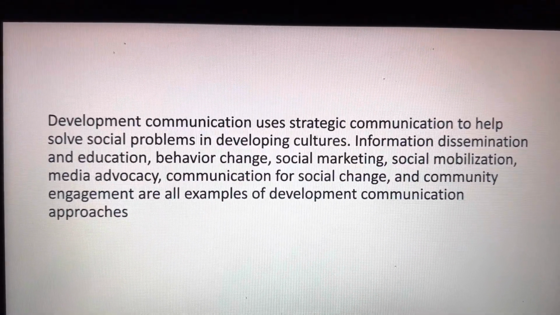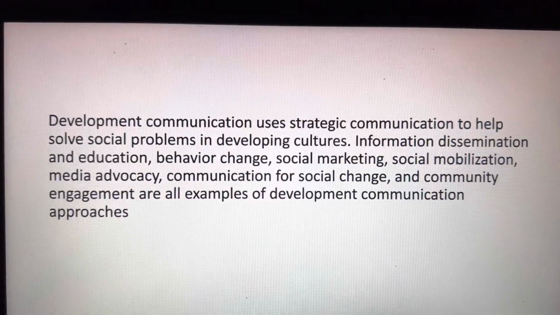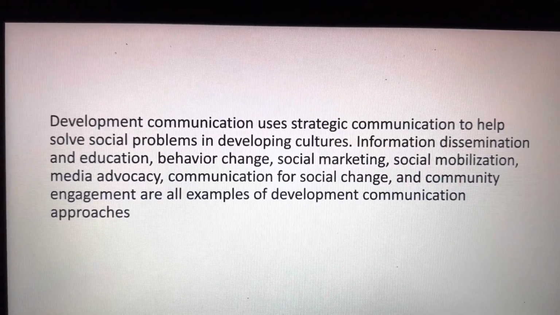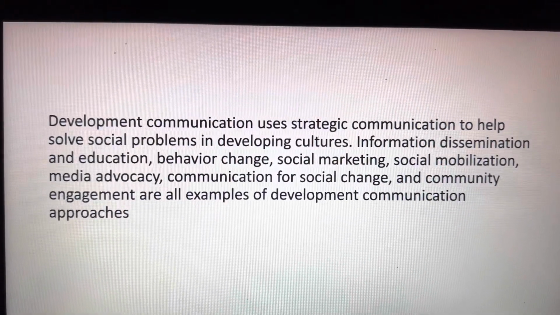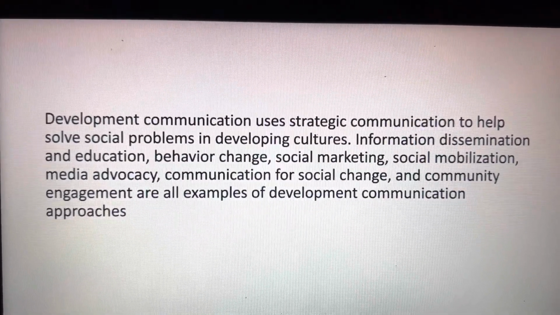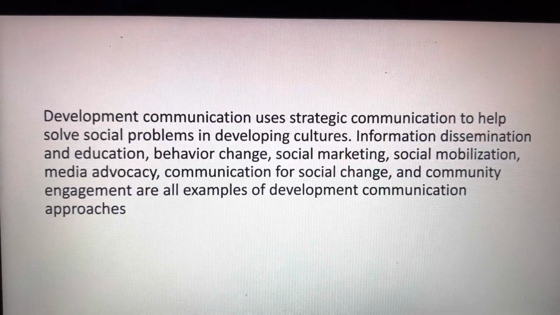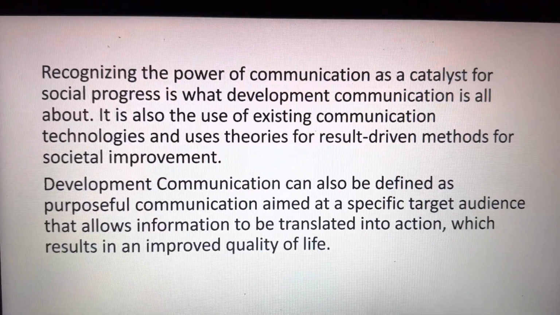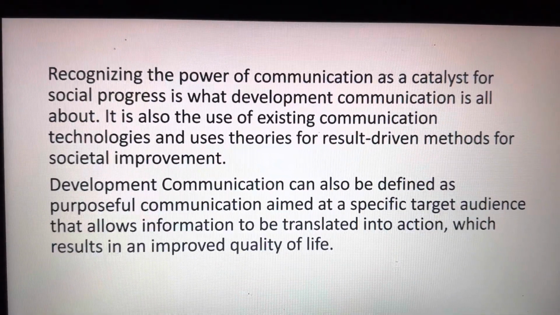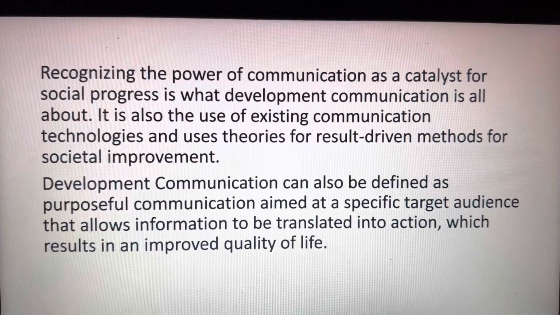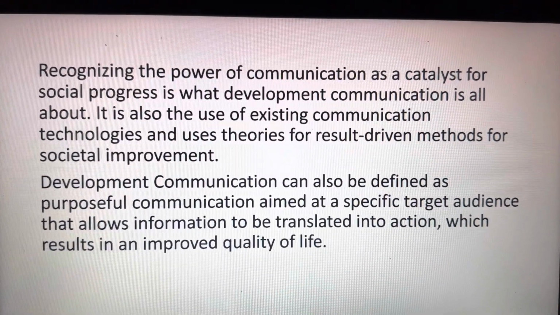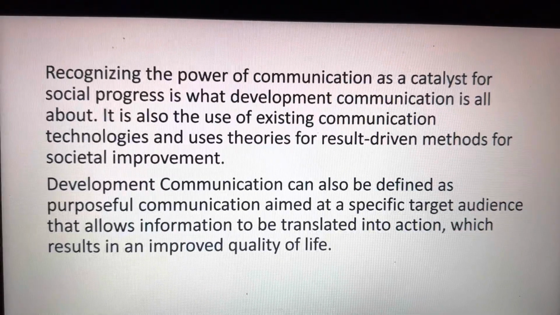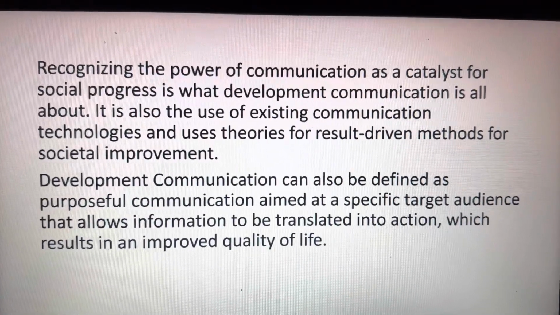Development communication uses strategic communication to help solve social problems in developing cultures. Information dissemination and education, behavior change, social marketing, social mobilization, media advocacy, communication for social change, and community engagement are all examples of development communication approaches. Recognizing the power of communication as a catalyst for social progress is what development communication is all about. It is also the use of existing communication technologies and uses theories for result-driven methods for societal improvement.